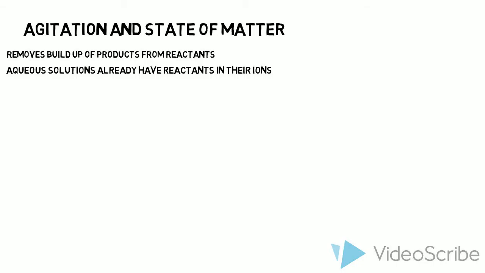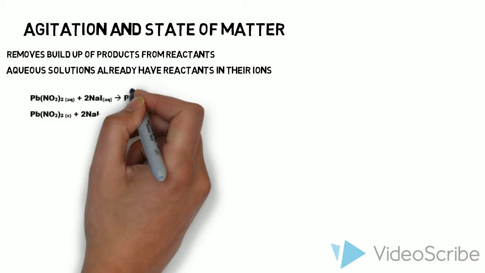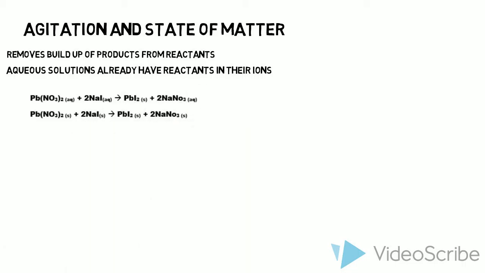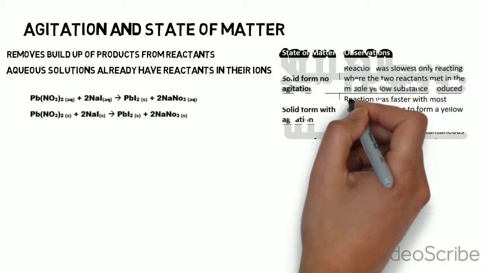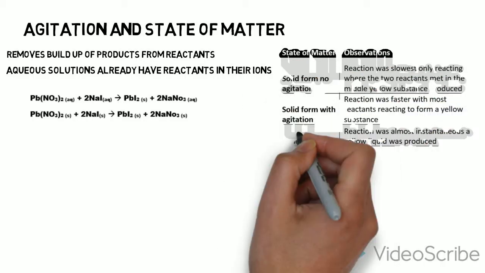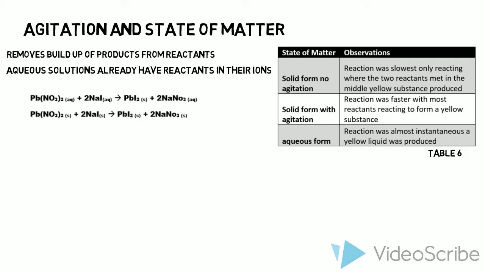This was tested in the lead nitrate and sodium iodide reaction, as the reactions were compared when they were in solid form with no agitation, with agitation, and when they were in aqueous solutions. And the video helps show that the reactions in aqueous solution had the fastest reaction, while the reactions in solid form with no agitation was the slowest. Therefore, these results support the statement that agitation and state of matter affect the rate of reaction.